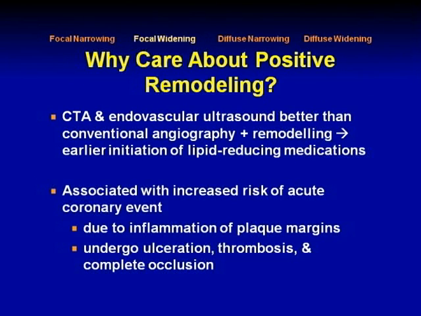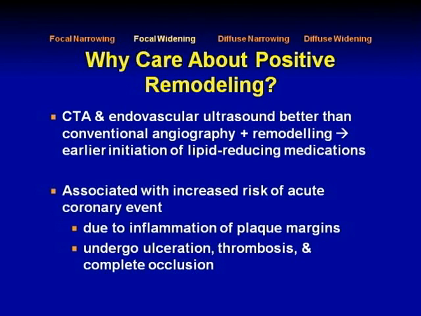So you wonder, why care about positive remodeling? Well, one reason to know in general is CTA and endovascular ultrasound are both better in diagnosing positive remodeling. And this could allow a better appreciation of the plaque burden, which can cause earlier initiation of lipid-reducing medicines. Cardiologists need us to report this even if there is no stenosis. And these lesions are associated with an increased risk of acute coronary events. So again, it's important to report these findings of a positive remodeling.